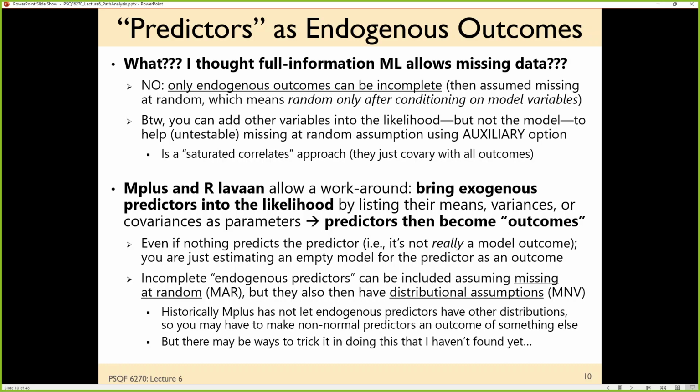So I will show you how to do this trick. The downside is that you would then have distributional assumptions about your predictor as if it's an outcome, because that's what it is being treated as. So then from the software estimation perspective, it's endogenous, even if it's not really an outcome. If you bring a predictor into the likelihood by saying, hey, estimate its mean and variance, it's an outcome, even if it's not an outcome in the model. That's where this exogenous versus endogenous gets very tricky.